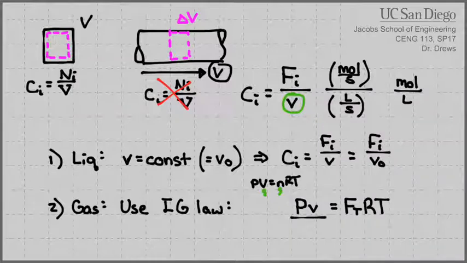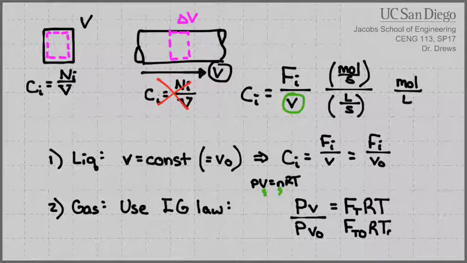And just like we saw with the batch reactor, we're going to divide that by the initial values. Right, so P is the pressure wherever you are, P naught is the inlet pressure, Ft is the total molar flow rate anywhere inside the reactor, Ft naught is at the inlet, and similarly with T and T naught. One's anywhere and one is at the inlet. So ever so nicely, the R's always cancel.